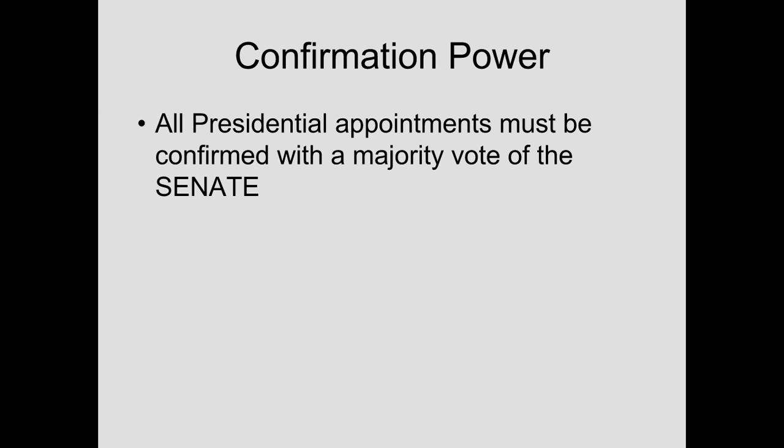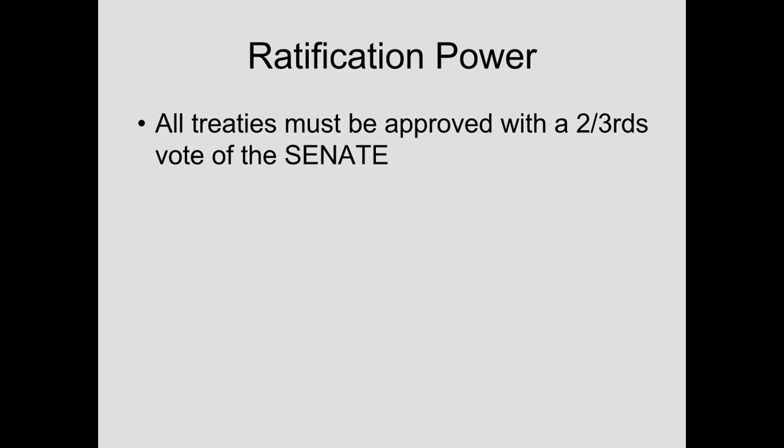A couple other powers that we've talked about before, but we're going to reiterate them again. Confirmation power. That is a power of the Senate. The president has the power to appoint federal judges, ambassadors, and so on. But all of those appointments have to be confirmed by a majority vote of the Senate. Same thing when it comes to treaties. The president can make treaties, but those treaties must be approved by a 2/3 vote of the Senate. We refer to that as ratification power.